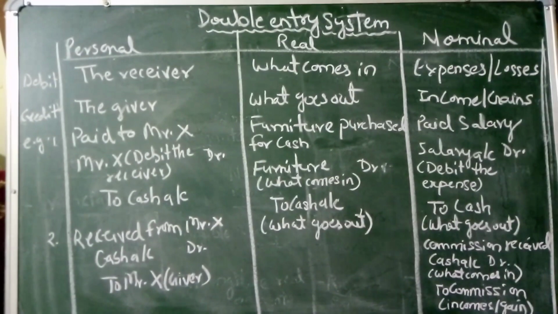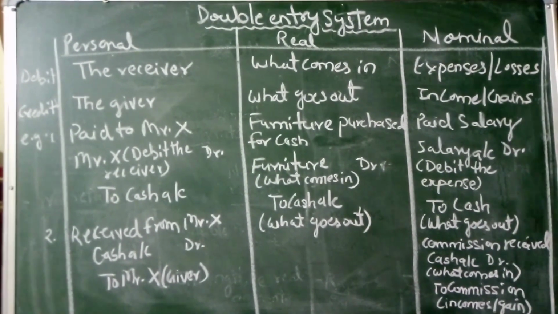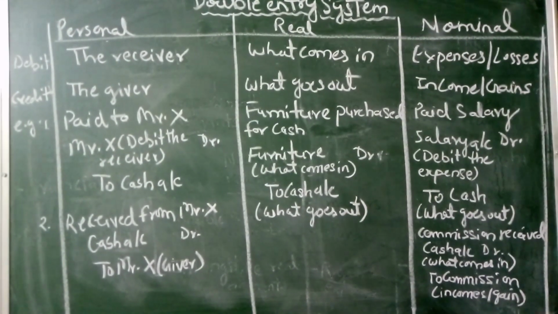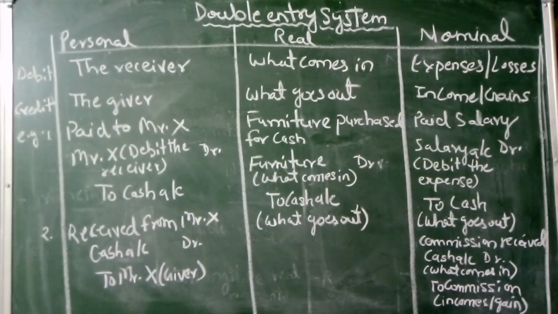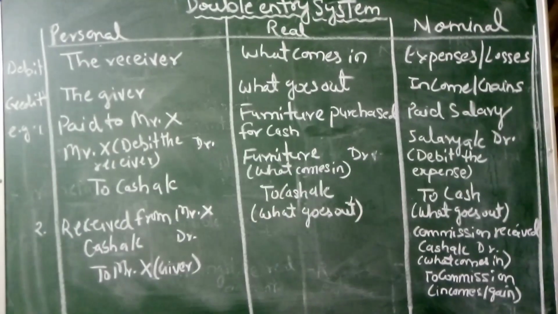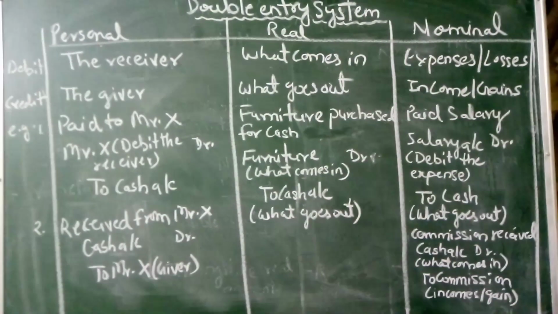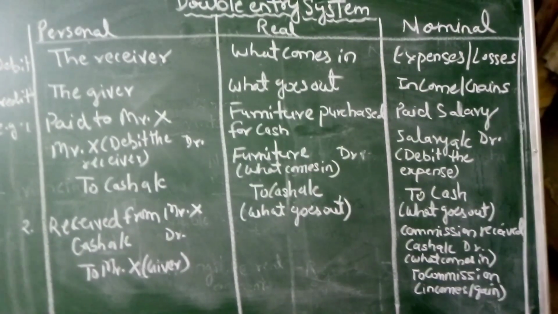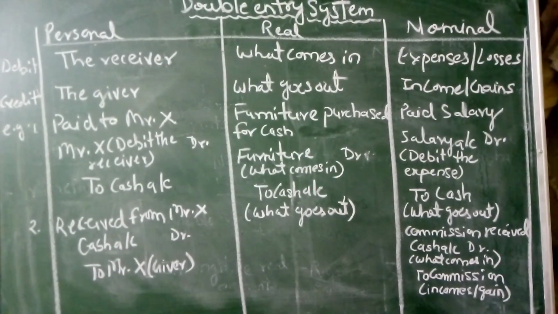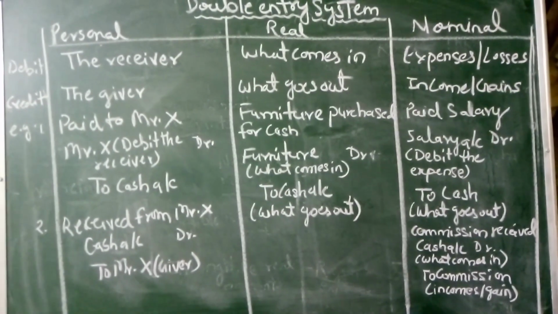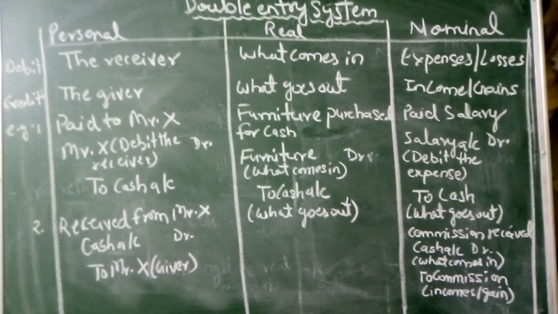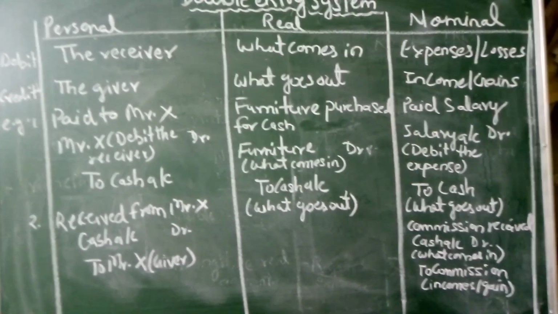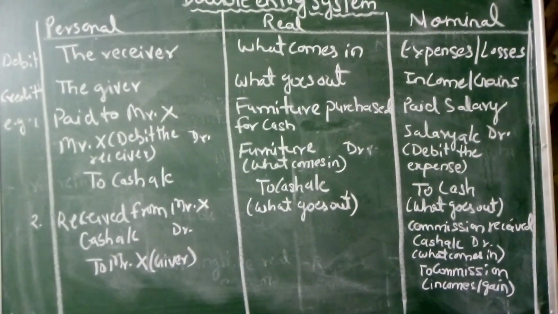Then nominal, the third one. Here all the expenses and losses should be debited and incomes and gains should be credited. Let's see how. The question says paid salary. If nothing is mentioned, it will be assumed that salary is paid in cash. Since salary is an expense because we are paying here, therefore salary will be debited, and credit will be to cash because cash belongs to the real account and the real account rule says what goes out should be credited. Cash is going out, hence cash will be credited.